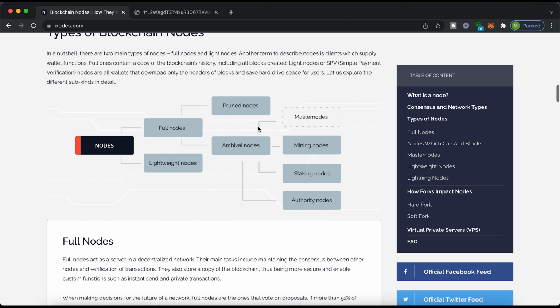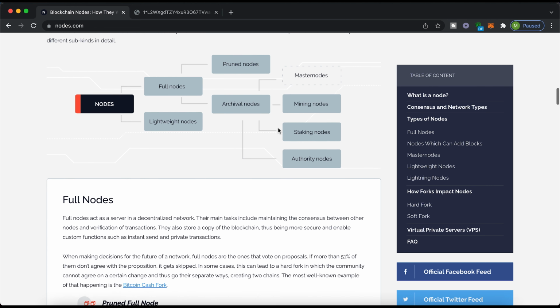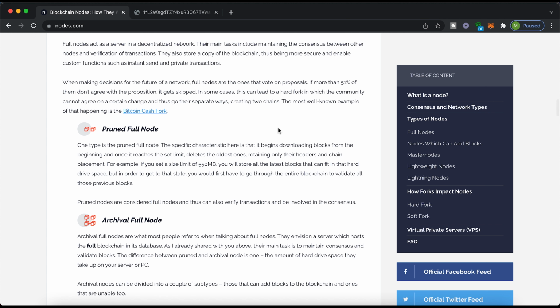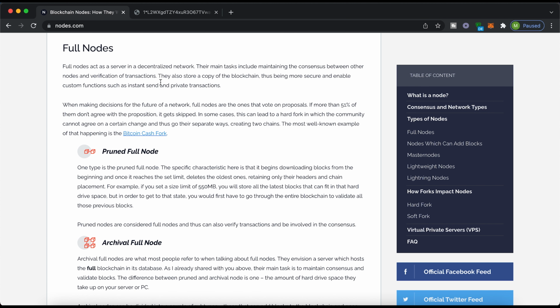Okay, I know you guys see this graph. Don't worry, we're about to get into it. I'm about to break it down and make it as simple as possible for you guys. So for full nodes, there are two different types of full nodes.